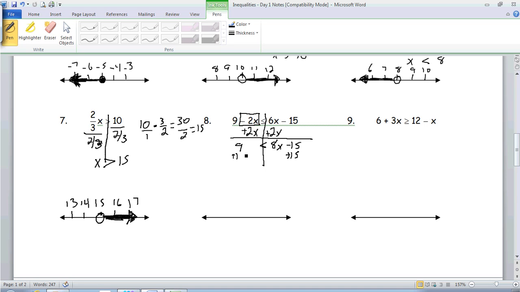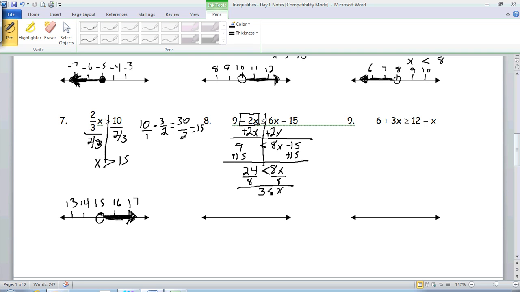Now I'm going to move my constant at 8x, and I get 24. Now I divide by my coefficient. And I get this. Well, the only way I can make this work with the rules that I have is to change this around.